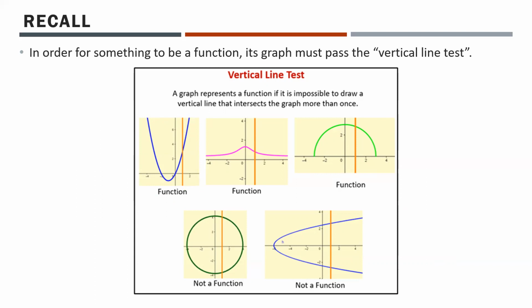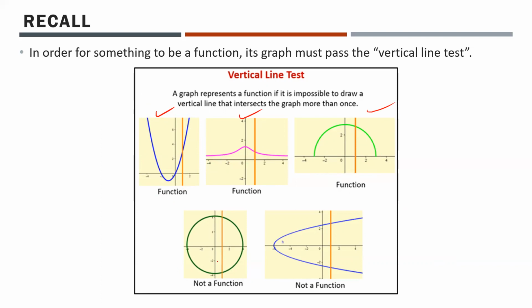So if we're looking at these pictures here, the one on the top left is a function because you could draw a vertical line anywhere along here and it would only cross once on each of those locations. So this one, definitely a function. Same with this little bump right here. You can draw a vertical line anywhere you want, and it's only going to intersect once. It's a function. This half circle here is a function because again, it's only crossing once.